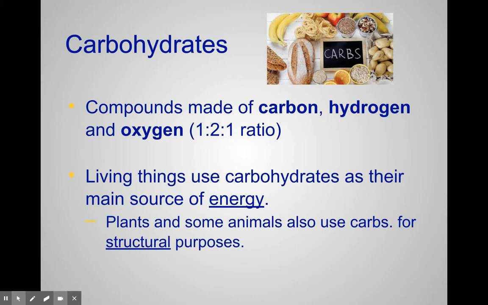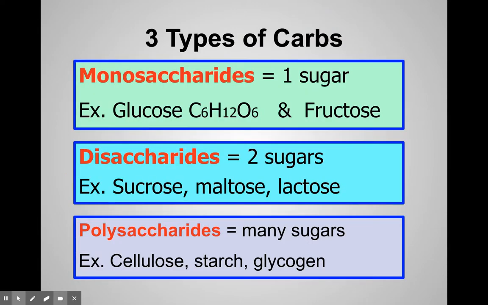Plants and some animals also use carbs for structural purposes. As humans, we like to eat bread and fried chicken and all of these things that have carbs, but plants and animals use them as well just for structural purposes instead of food purposes like what we would do. There are 3 types of carbohydrates: monosaccharides, disaccharides, and polysaccharides.